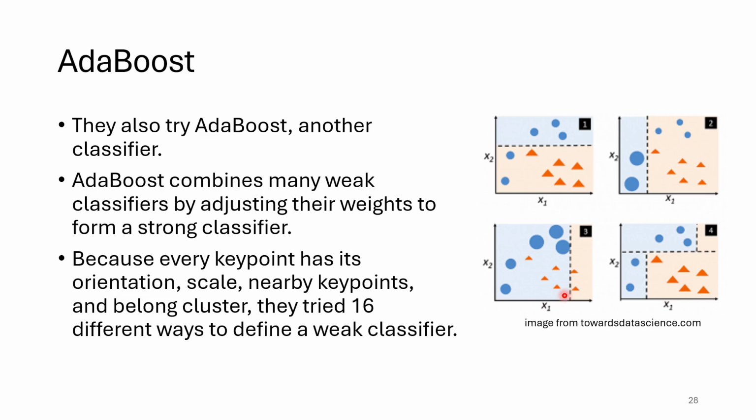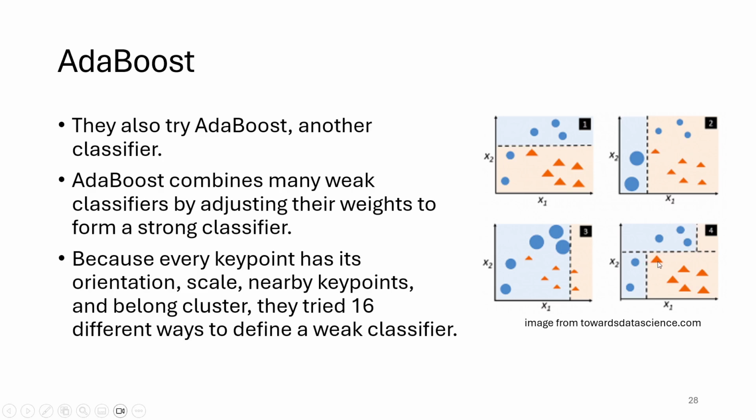Another threshold on the x1 axis. Okay, so they can combine the first weak classifier and the second weak classifier and the third weak classifier to create a strong classifier. It looks like this, and this. Okay, I should write that.